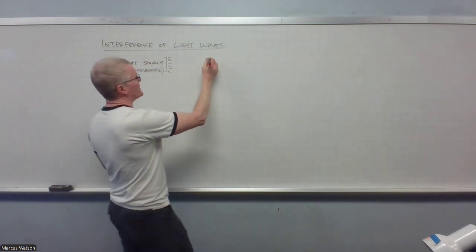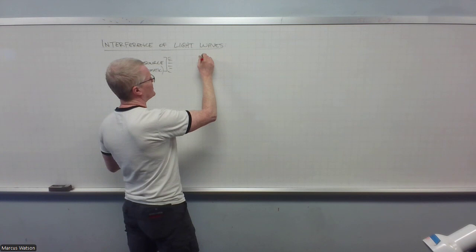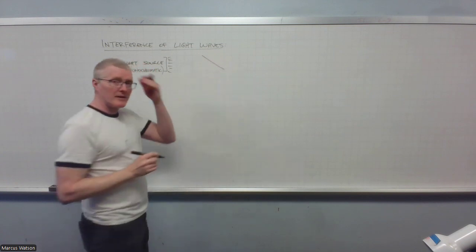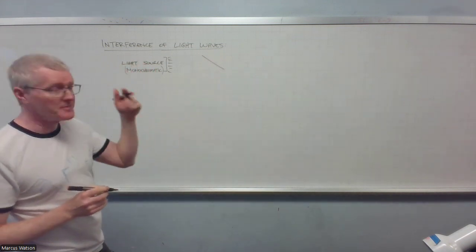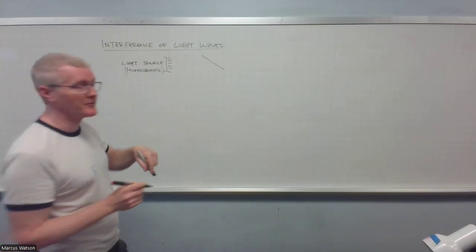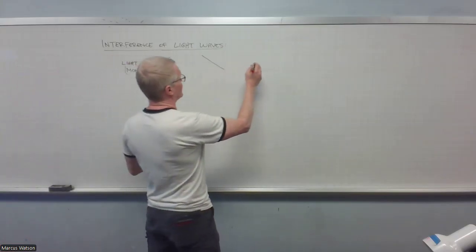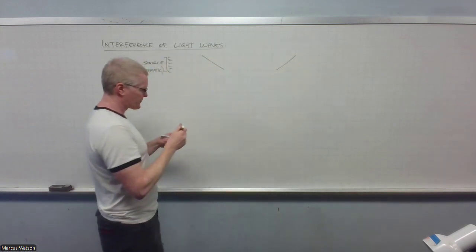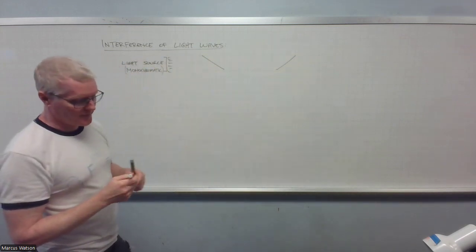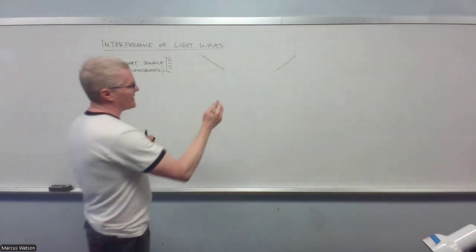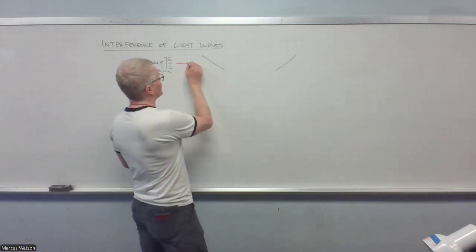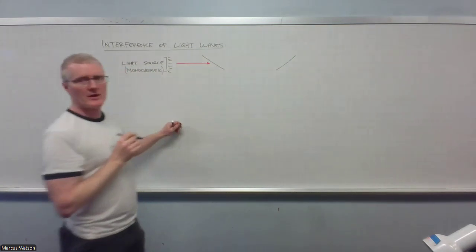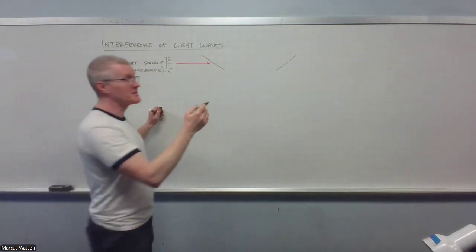What I'm going to do is have it hit a half-silvered mirror, which means it lets half of it through and half of it bounces off. Okay, like that. And I'm going to put another half-silvered mirror over here. The light comes in here, incoming light, and it's going to get split.